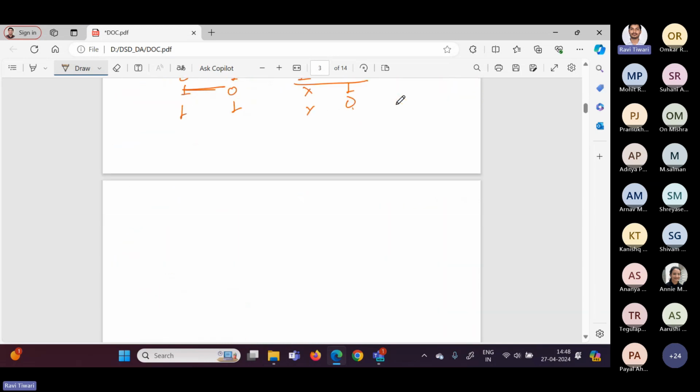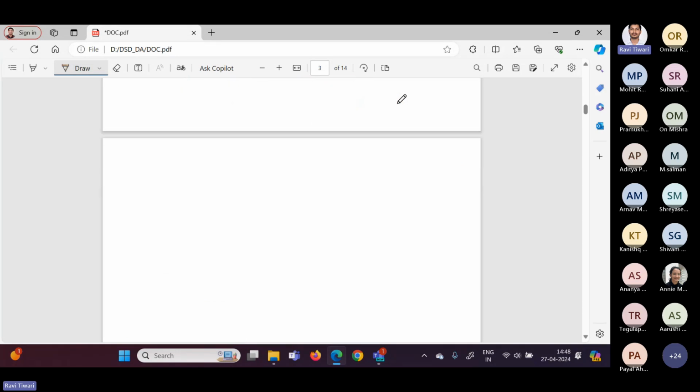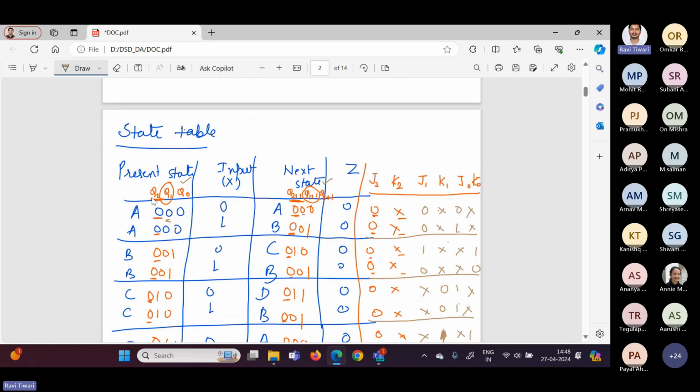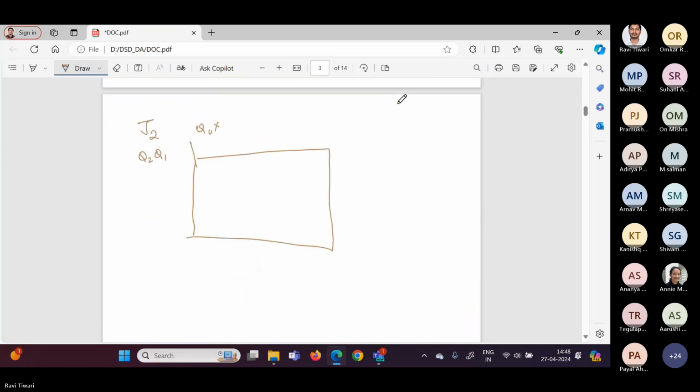That is the K-map designing to find out the expression of J2, K2 and J1, K1. So if you want to find out J2, in that case, we require a 4 variable K-map. Why? Because here we require Q2, Q1, and in this place we have Q0 and X. So here, as we are having Q2, Q1, Q0 and X, total 4 variables are there. That means we require a 4 variable K-map. So I am drawing a 4 variable K-map like this.